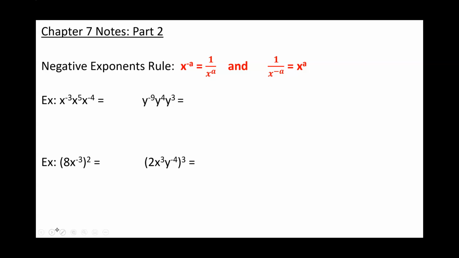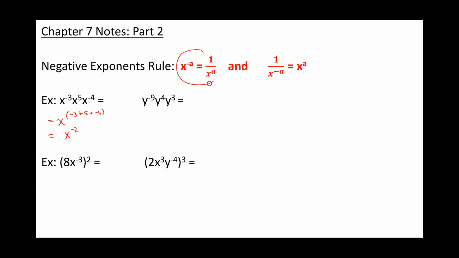Okay, so let's take another example. We have x to the negative 3rd times x to the 5th times x to the negative 4th. First thing you have to do is, anytime you multiply the same base, you add the power. So we have negative 3 plus 5 plus negative 4. So we apply the product rule for exponents, which means when you multiply the same base, you add the powers. So if I add negative 3 plus 5, that's 2, and 2 plus negative 4 is negative 2, so this gives us x to the negative 2nd.